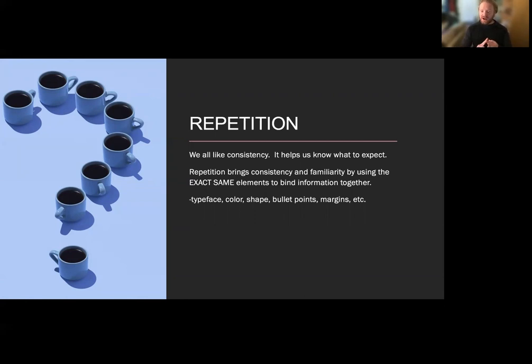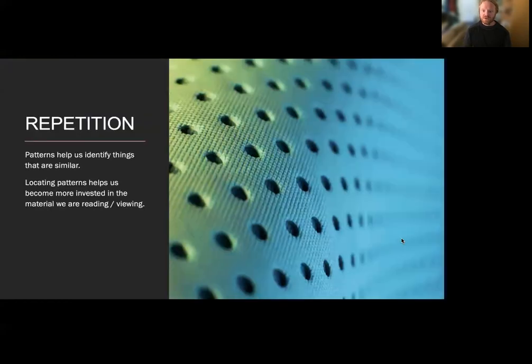Bullet points are a great example of repetition. Your margins are a great example of repetition. Any way you can group together similar pieces of information. In repetition, patterns help us identify things that are similar. Locating patterns helps us become more invested in the material we're reading, in the material that we're viewing.